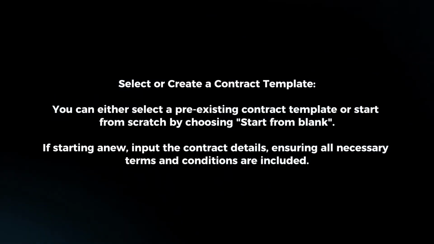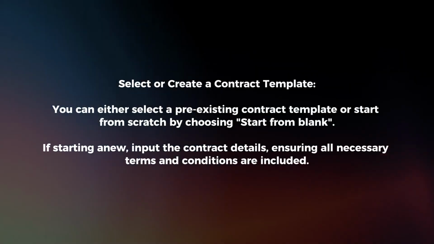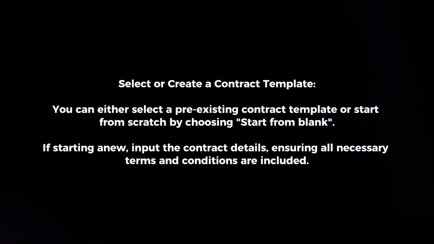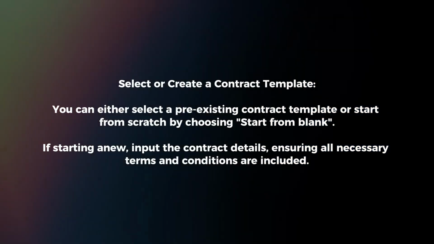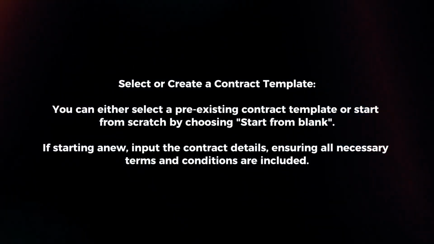Select or create a contract template. You can either select a pre-existing contract template or start from scratch by choosing Start from blank. If starting anew, input the contract details, ensuring all necessary terms and conditions are included.